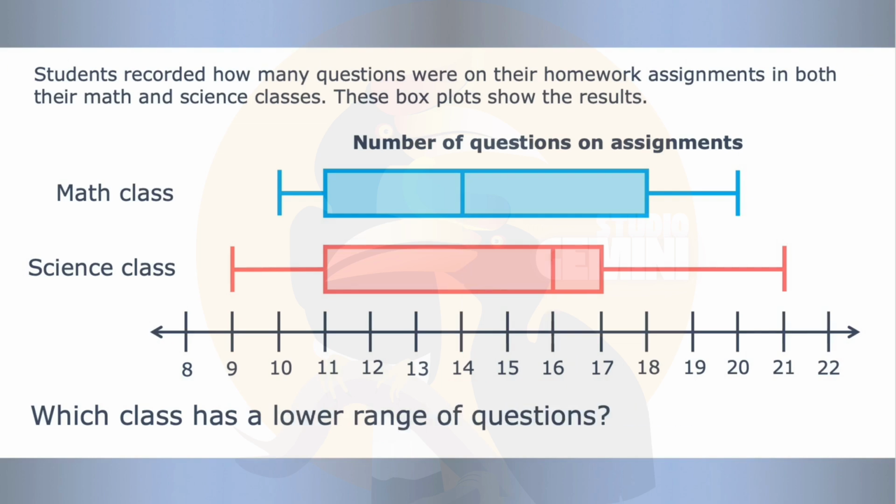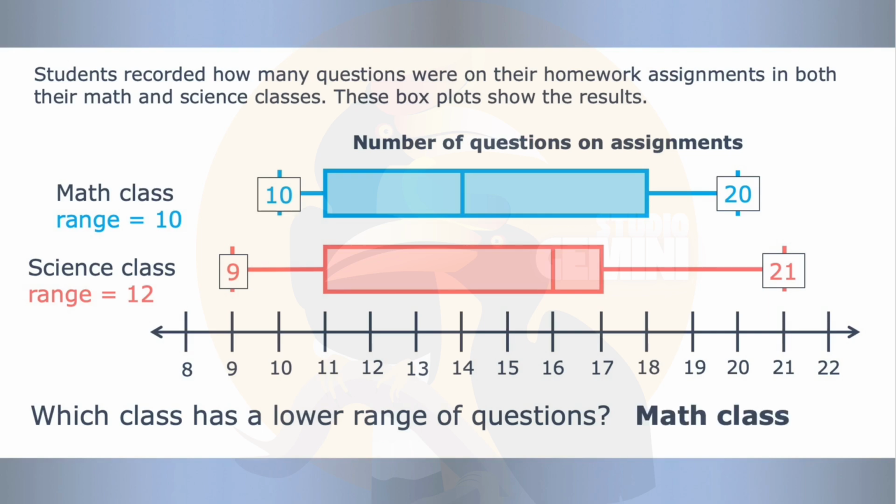Which class has a lower range of questions? Range is maximum minus minimum. The minimum of the math class is 10, the max is 20. If we subtract 20 minus 10, we get 10 for the range. The minimum of the science class is 9, the maximum is 21. If we subtract 21 minus 9, we get 12 for the range. The math class has a lower range, which means the number of questions on math homework varied less compared to the number of questions on science homework.